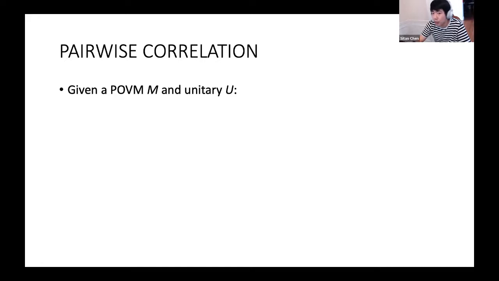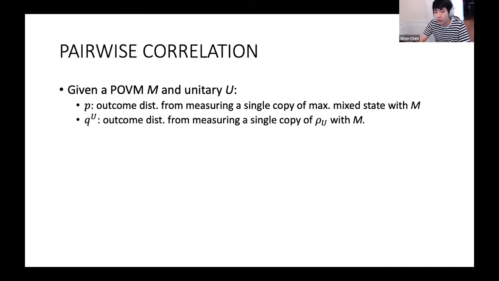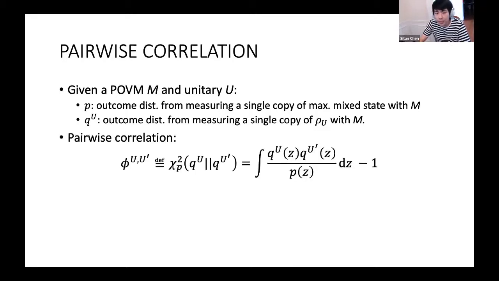And it's really to show that the following pairwise correlation quantity is bounded. So given any POVM M and a unitary matrix U, let's define little p to be the distribution over outcomes if you measure just a single copy of the maximally mixed state with M, and let q sub U denote the distribution for measuring a single copy of rho sub U using M, where rho sub U is this quantum Paninsky instance. All right, and the key step is really to understand how the following random variable concentrates. This is essentially the chi-squared divergence between q sub U and q sub U prime relative to the base measure, which is given by the outcome distribution for measuring the maximally mixed state.